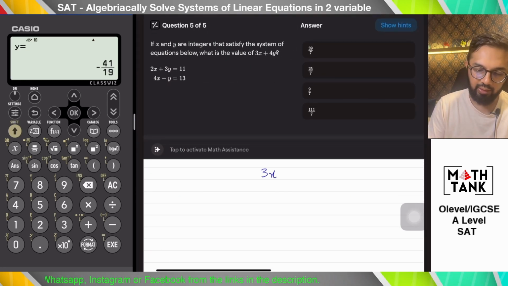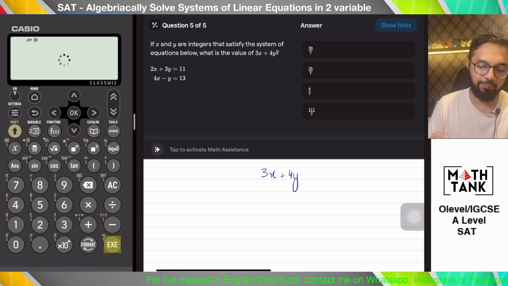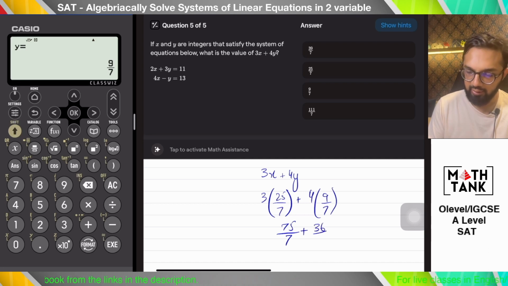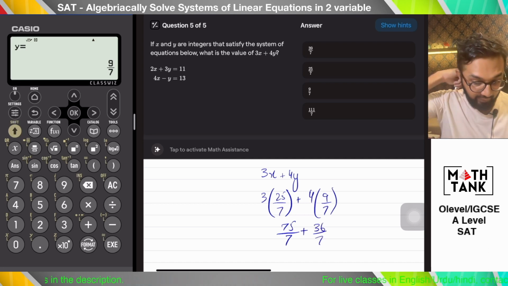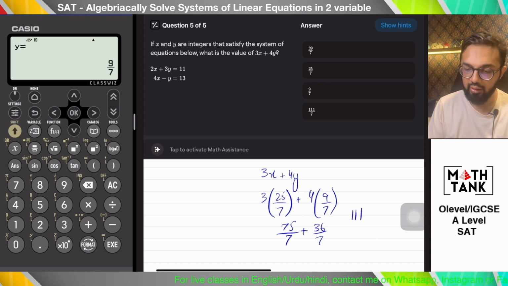It's asking you what is the value of 3x plus 4y now. So you go on and solve like that, and then you take your answers and you calculate 3x plus 4y. So 3 times 25 over 7 plus 4 times 9 over 7. I can again do that on my calculator. I can also do that manually. 75 over 7 plus 36 over 7, 75 plus 36 gives me 111 over 7.